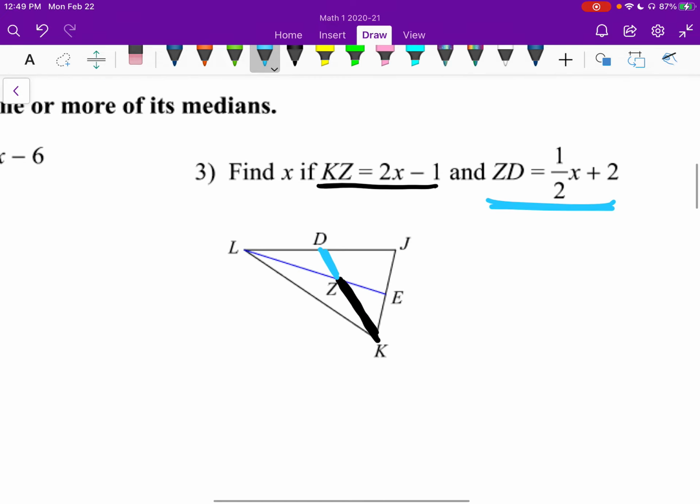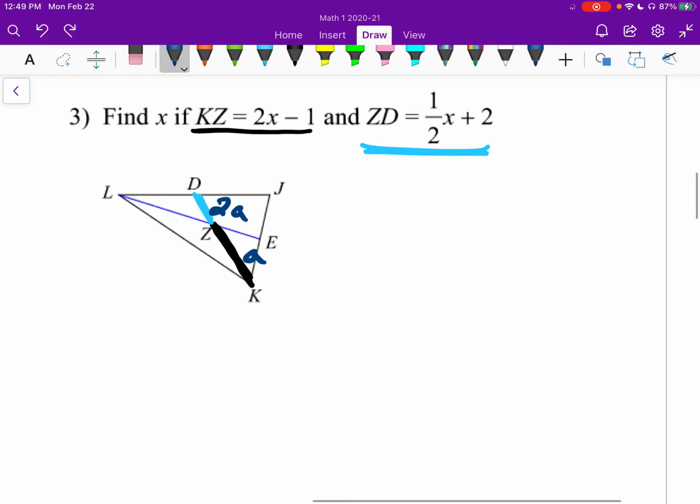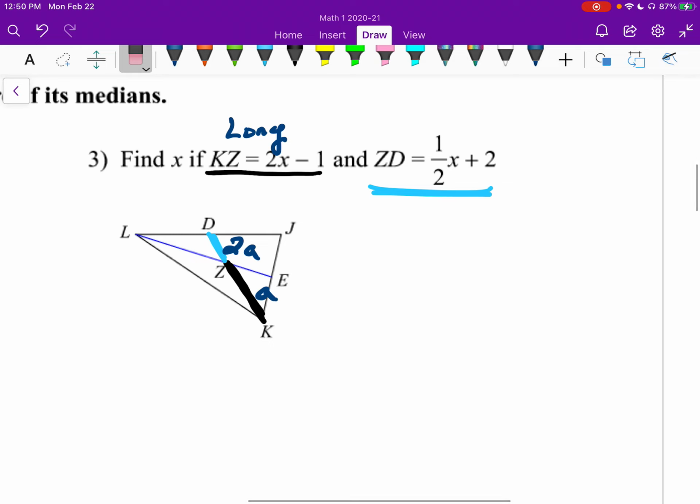Well, we could say that here we have 2A and A. We could think about this as being 2 times the small side is the long side, right? 2 times the small side is the long side. So the way that I'm going to write this in there is, this is the long side, and this is the small side, the short piece. Here, I'll say short. That might be a better word.